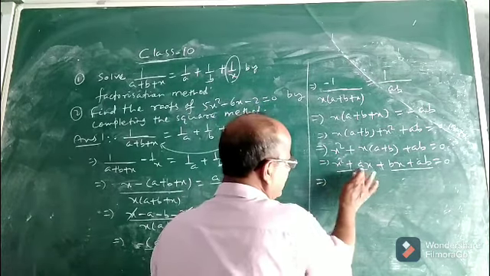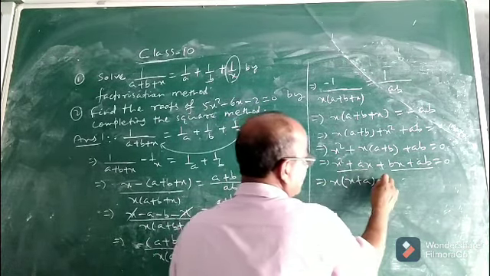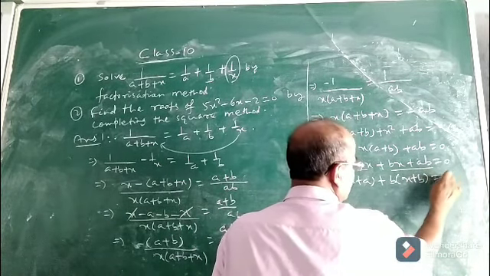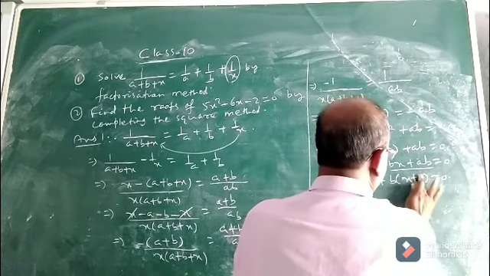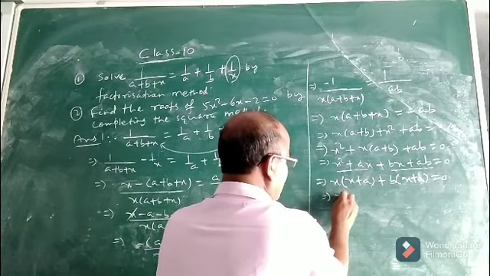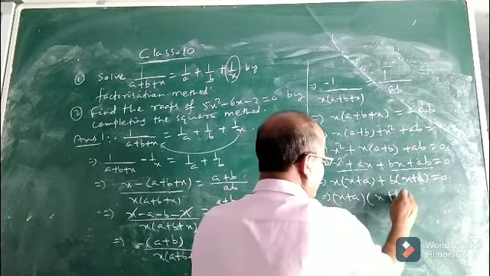Now take common out of these two. What will be the common? x. So x plus a, then take common b, it will be x plus b equal to 0. Now again you see x plus a. If you take common b, it will be x plus a. Now you take again common x plus a. If you take x plus a, it will be x plus b equal to 0.